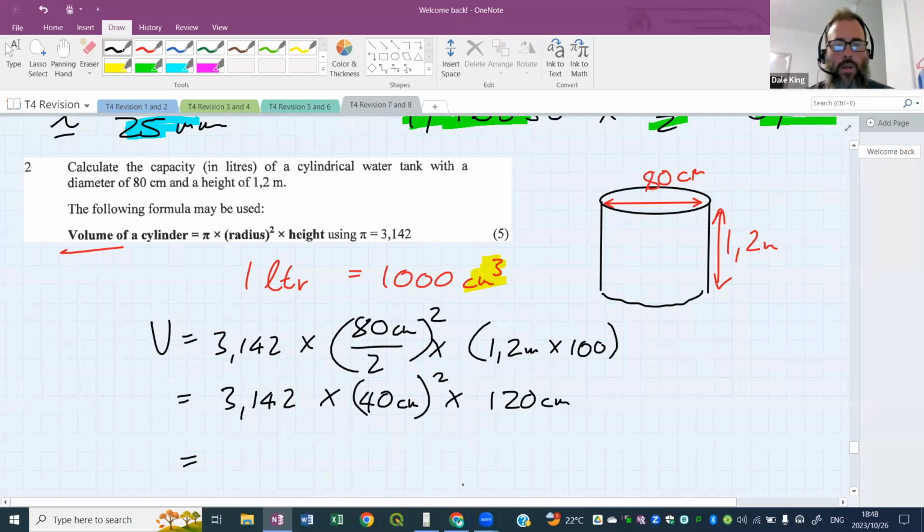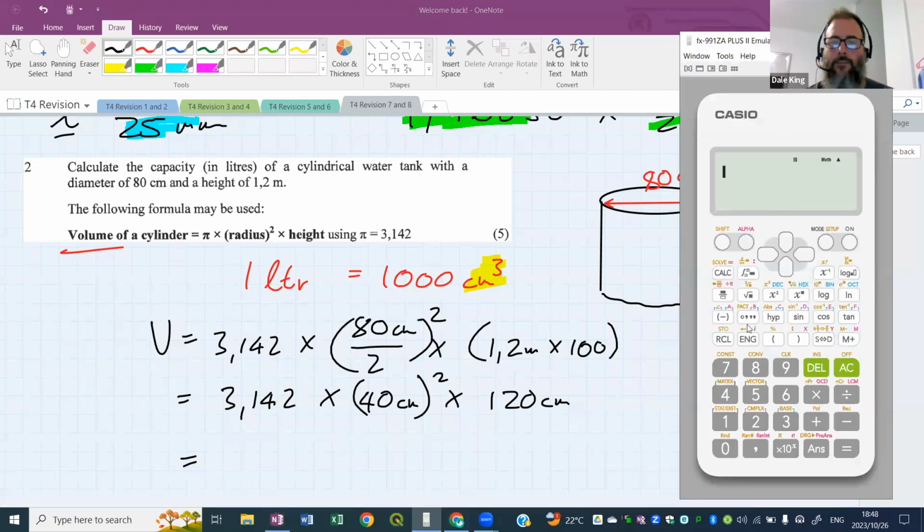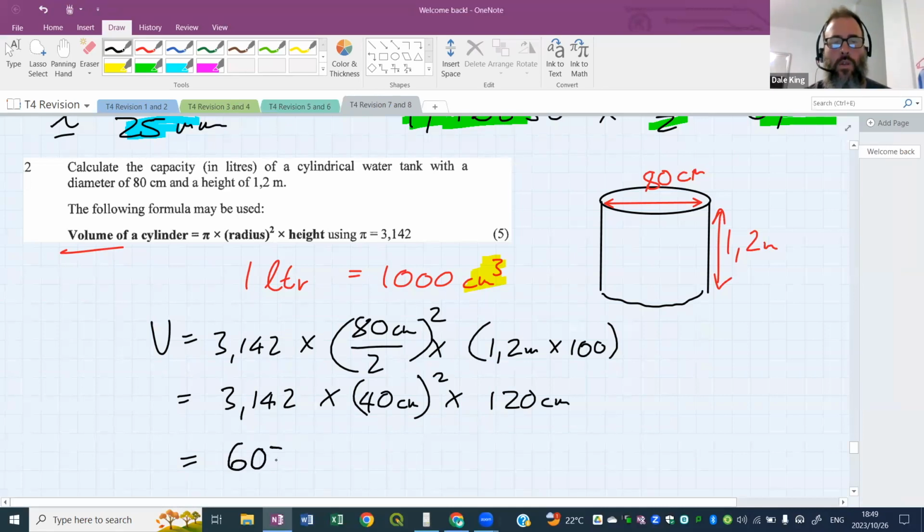All right, so now we're going to put it on the calculator. 3.142 times, in fact, we don't need the fraction, we just say 40 times 120. Oh, and the 40 must be squared. This is going to give us a big number. Big number. All right. 603,264 centimeters cubed.